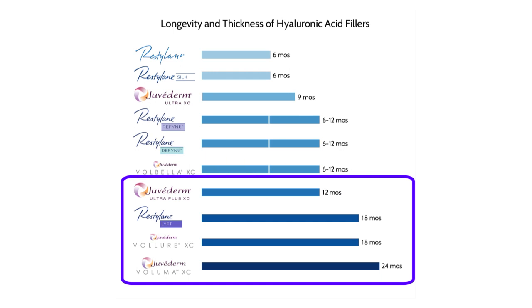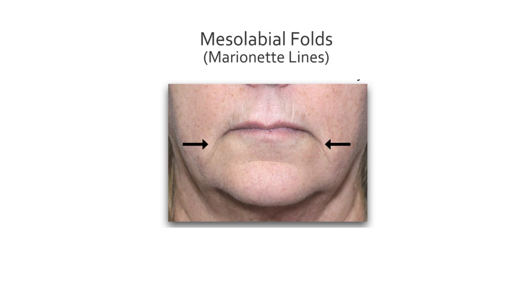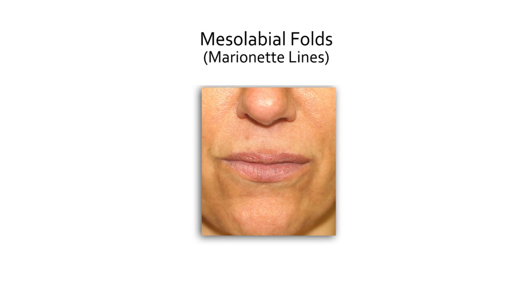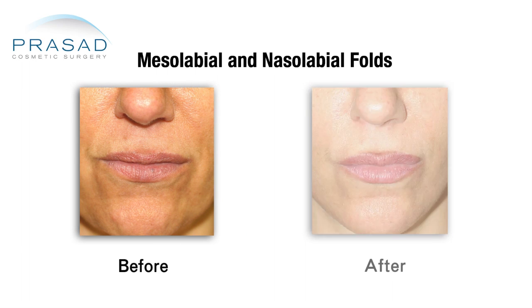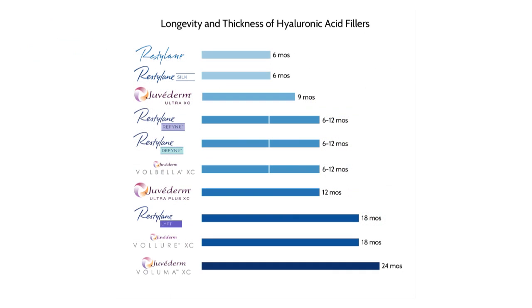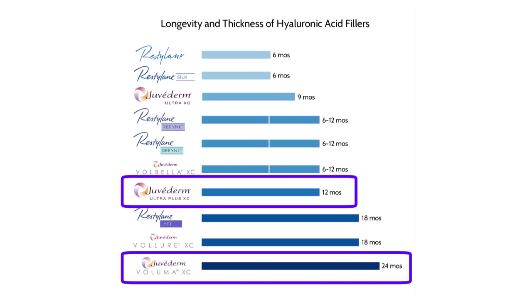The lines and folds that start at the corners of the mouth and go downward are called mesolabial folds, also known as marionette lines. These folds are also due to volume loss caused by aging and are often treated at the same time as nasolabial folds. We treat these lines with hyaluronic acid fillers like Juvederm Ultra Plus and Juvederm Voluma.